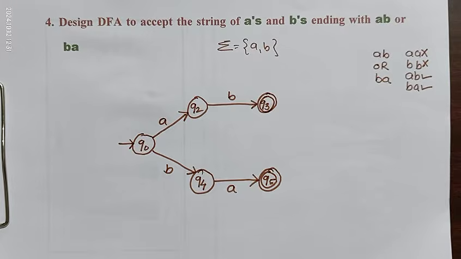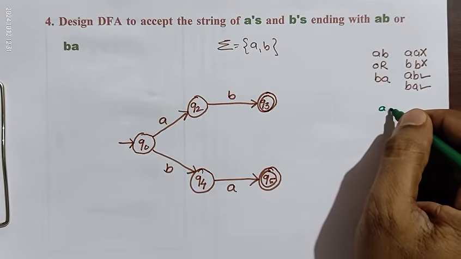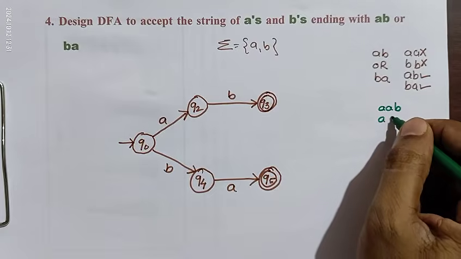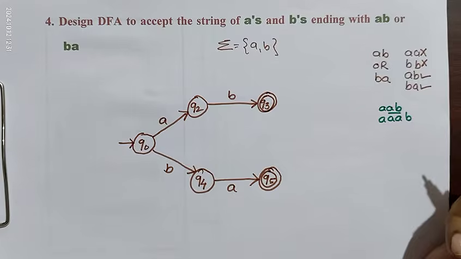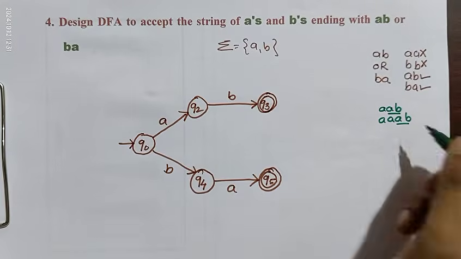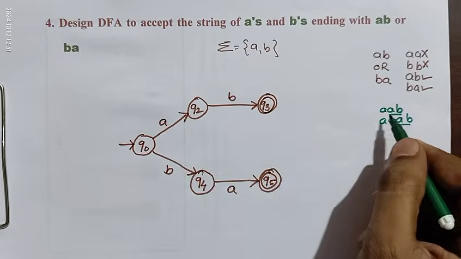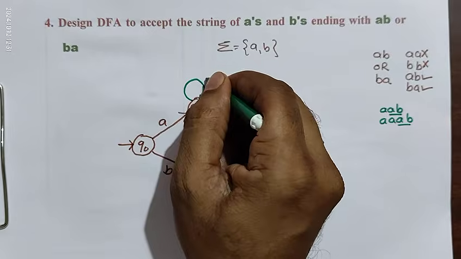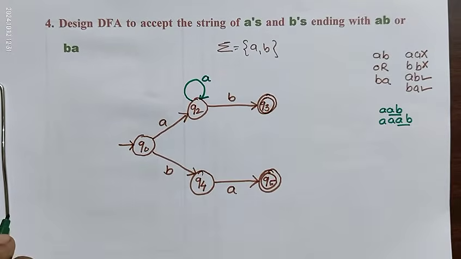More than this, maybe the length of the string is more than 2. More than 2 means maybe A, B or A, A, B. Before this A, B, there can be 1 A or more than 1 A. This is 1 A. Next, for the second A, you can take a self loop for 1 or more than 1 A. A, B is accepted.